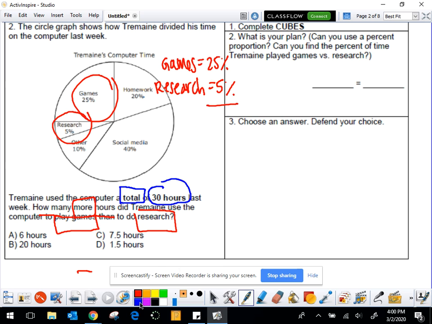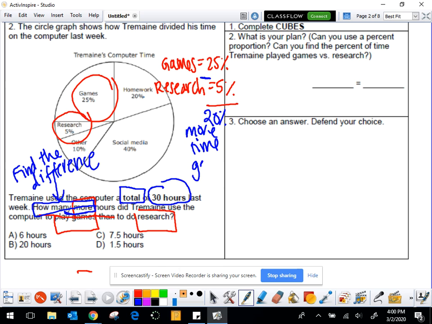But a quick way to do it is how many more. We're trying to compare research to games, and we want to find the difference. So it says how many more, how many more? We need to find the difference. So the difference between 25 and 5 is 20%. So he spent 20% more time playing games. But we need to figure that out as hours. You see all your answers are in hours.